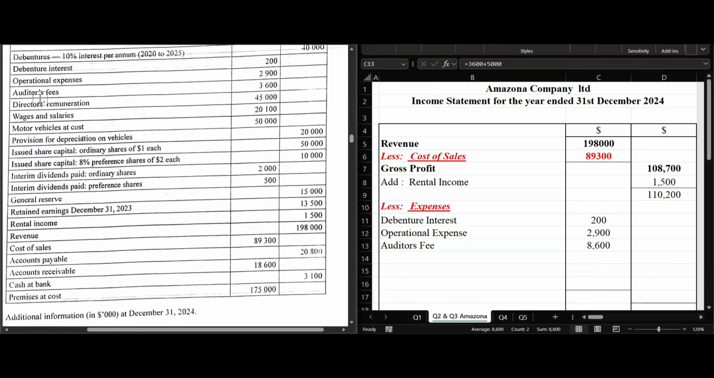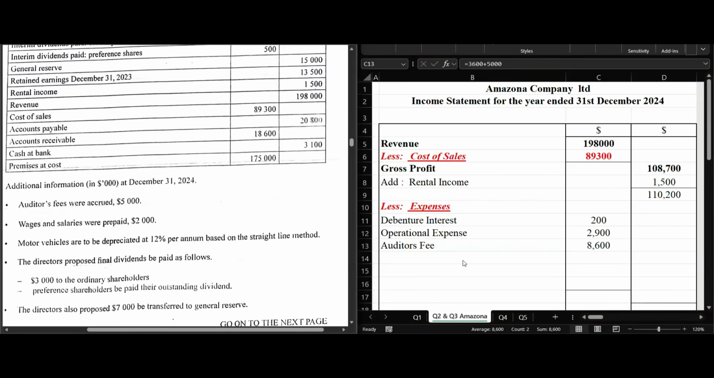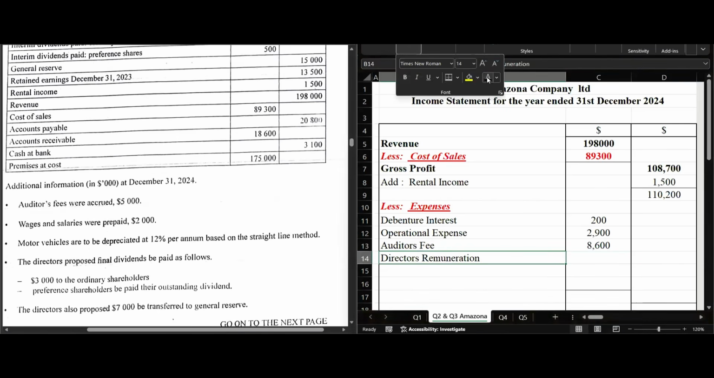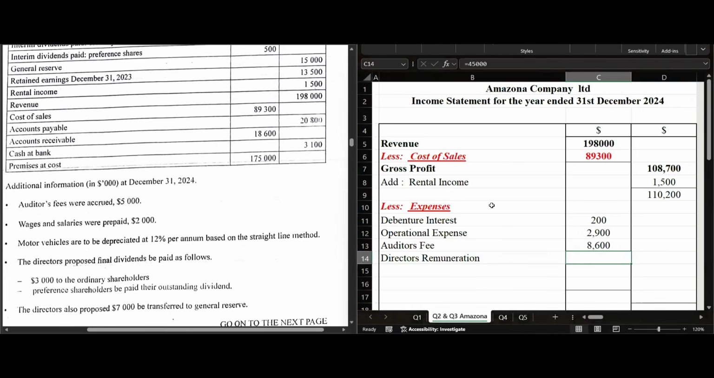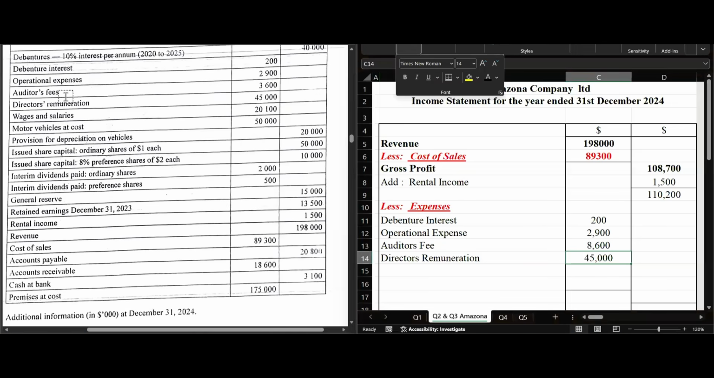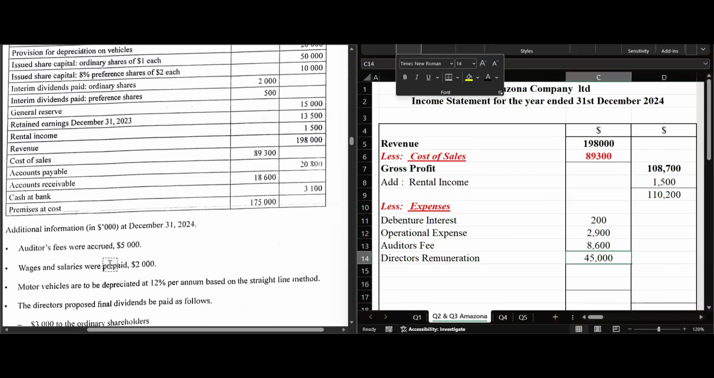Next up, we do have director's remuneration, and director's remuneration is your director's pay. Do we have any adjustments for those? I don't think so. So let's put it in one time. Now, all of these are the expenses that the company will be faced with. Next up, we have wages and salaries. I believe we did have a little adjustments for those.